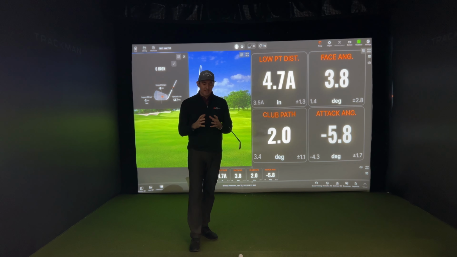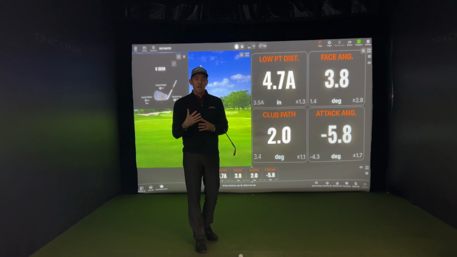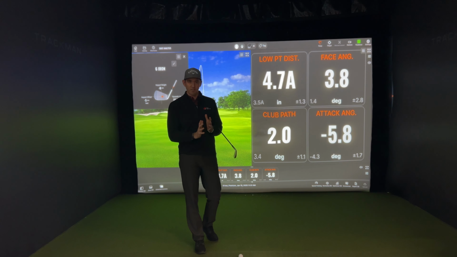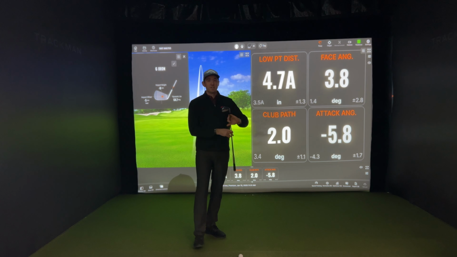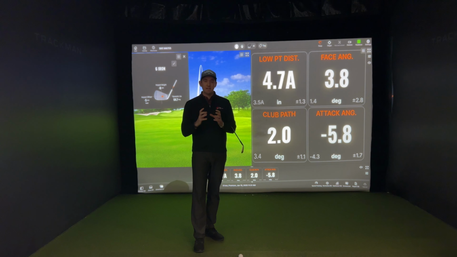Where your low point is tells us a lot about the quality of the contact that we're going to make. If you're a golfer that constantly hits behind the golf ball, or you top it, or let's say you don't compress the golf ball, knowing your low point number is something that is very important. It's not the same as angle of attack, it is slightly different, and it's measured slightly differently as well.